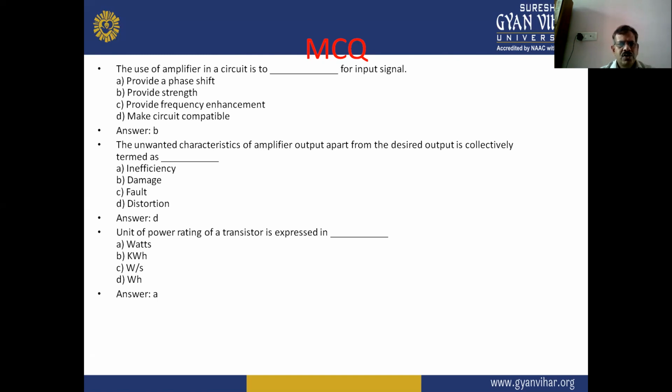In the next question, the unit of power rating of a transistor is expressed in: option A, watts; option B, kilowatt hours; option C, watt per second; option D, watt hours. So for the power rating of a transistor, power is the multiplication of voltage and current, P equals VI. So the unit of power will be watts. The correct answer is option A, watts.